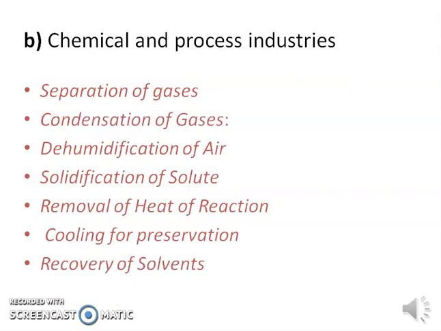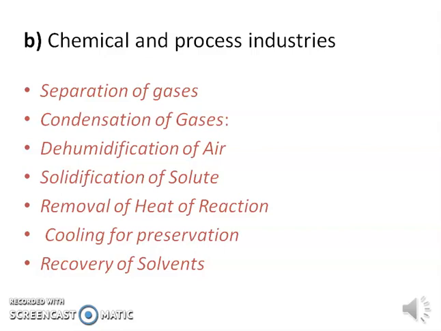Let us see the application of refrigeration in chemical and process industry. Industries like petroleum refinery, petrochemical plants, and paper pulp industry require very large cooling capacity. The requirement of each industry, process-wise and equipment-wise, is different. Hence, the refrigeration system must be different for each individual application.